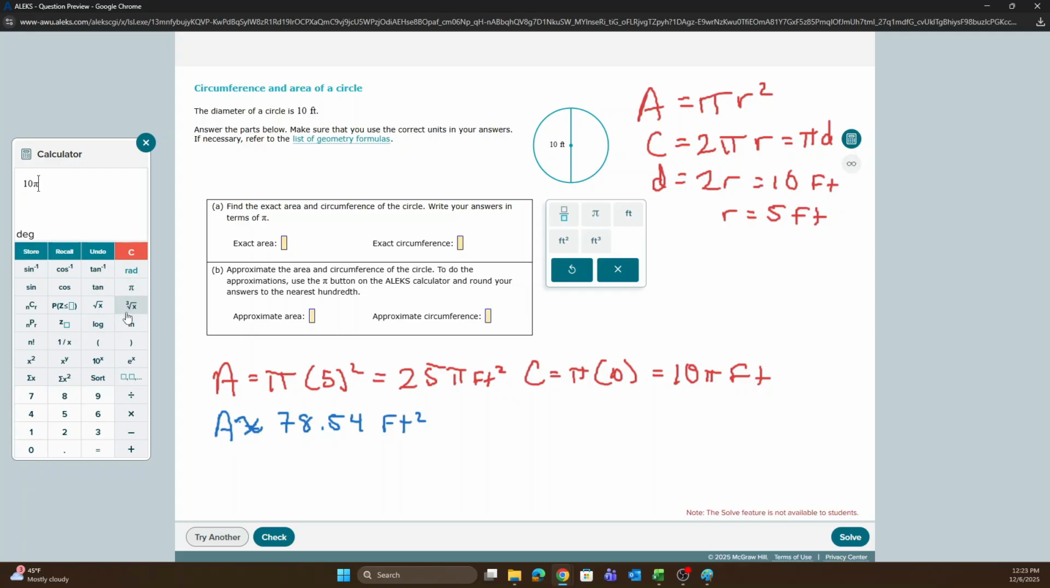We're going to do the same thing for our circumference. 10 pi. We get 31.415. Because of this 5, we're going to round that 1 up to a 2. So we get C is approximately 31.42 feet. Let's go ahead and put it in and check just to make sure that we are doing everything right.